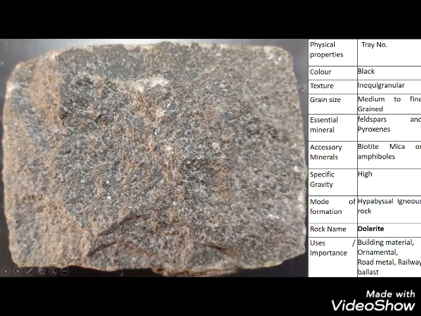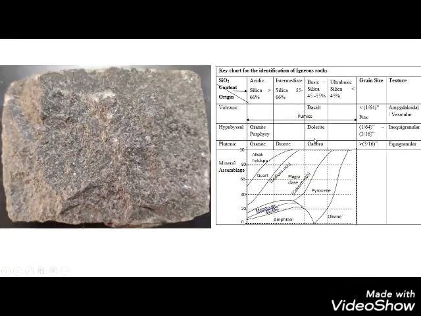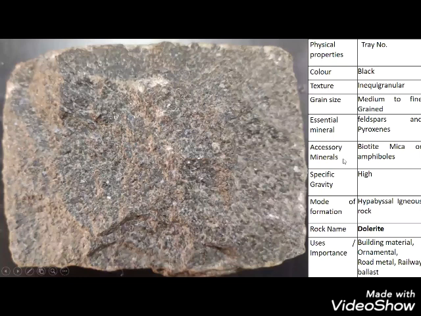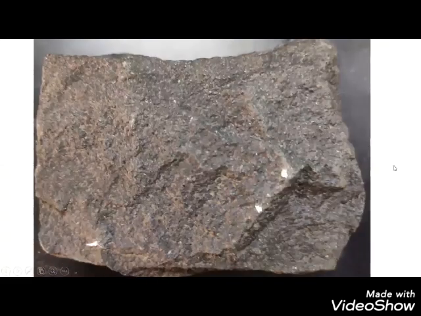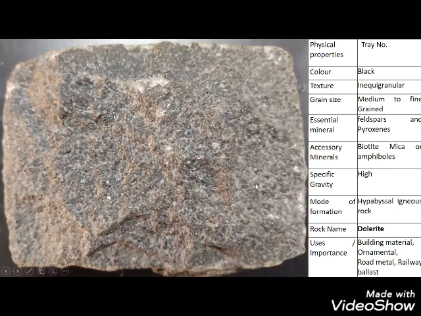Essential minerals, feldspars and pyroxenes, as can be observed in the chart. Essential minerals will be plagioclase feldspars and pyroxenes. Then accessory minerals, biotite mica and amphiboles. Specific gravity is high. Mode of formation is hypabyssal igneous rock. Based on the color of the rock, you have identified this particular rock as dolerite.